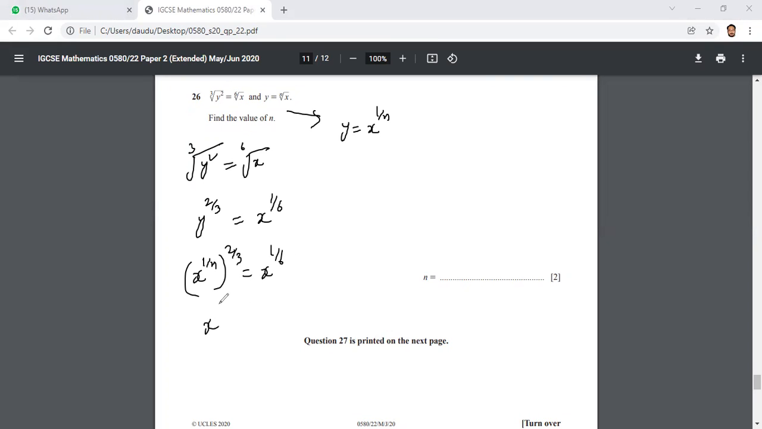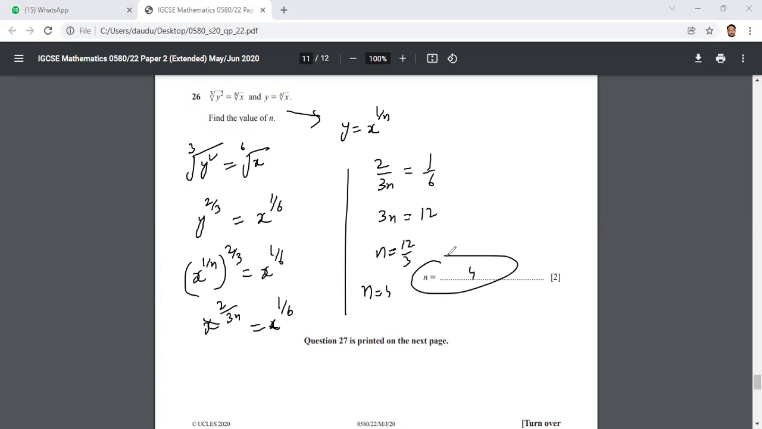So once you apply the power, it is x power 2 over 3n equal to x power 1 by 6. The bases are the same, so we can compare the powers. Means 2 over 3n is equal to 1 over 6. By cross multiplying, we can write 3n is equal to 12. So n is equal to 12 over 3, which gives us 4. So we find out n, which is 4.